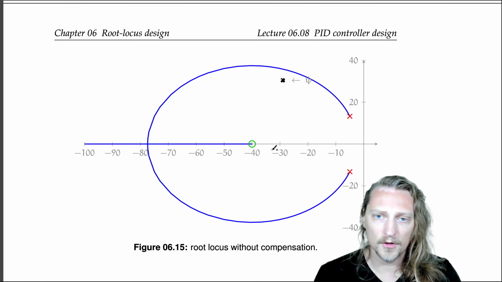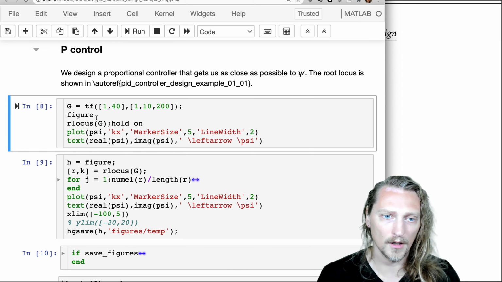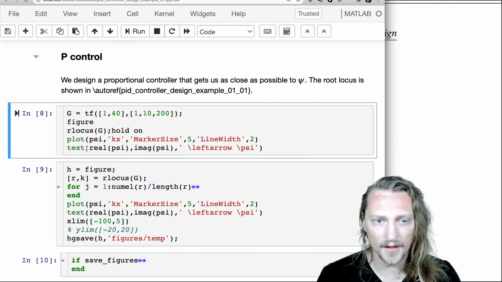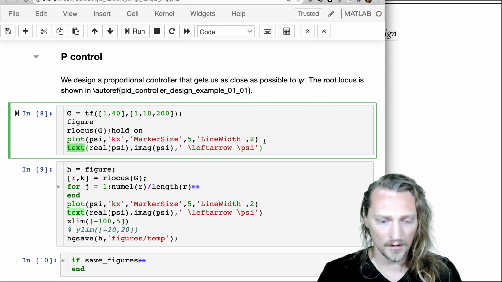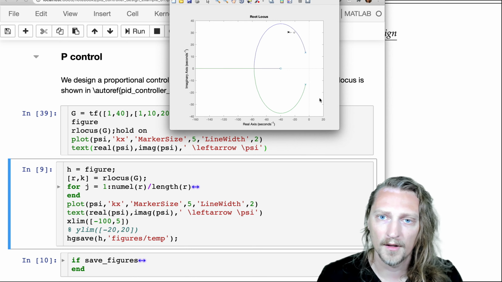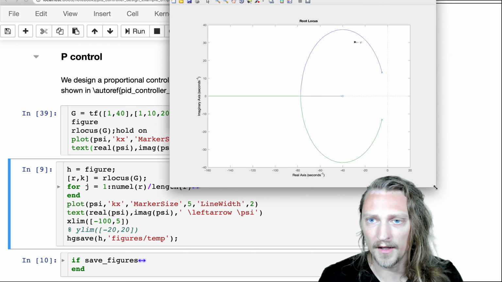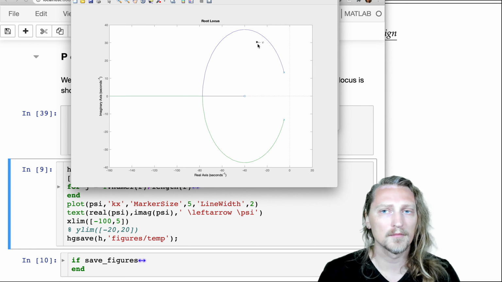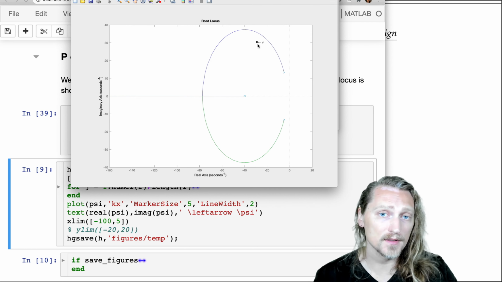So if we just do our locus, and we'll also put our design point on here. If we put text, we put in for the x value the real part of psi, and for the y value the imaginary part of psi, we can plot this root locus and see that it does not go through our design point. Which means that we're going to need derivative compensation.